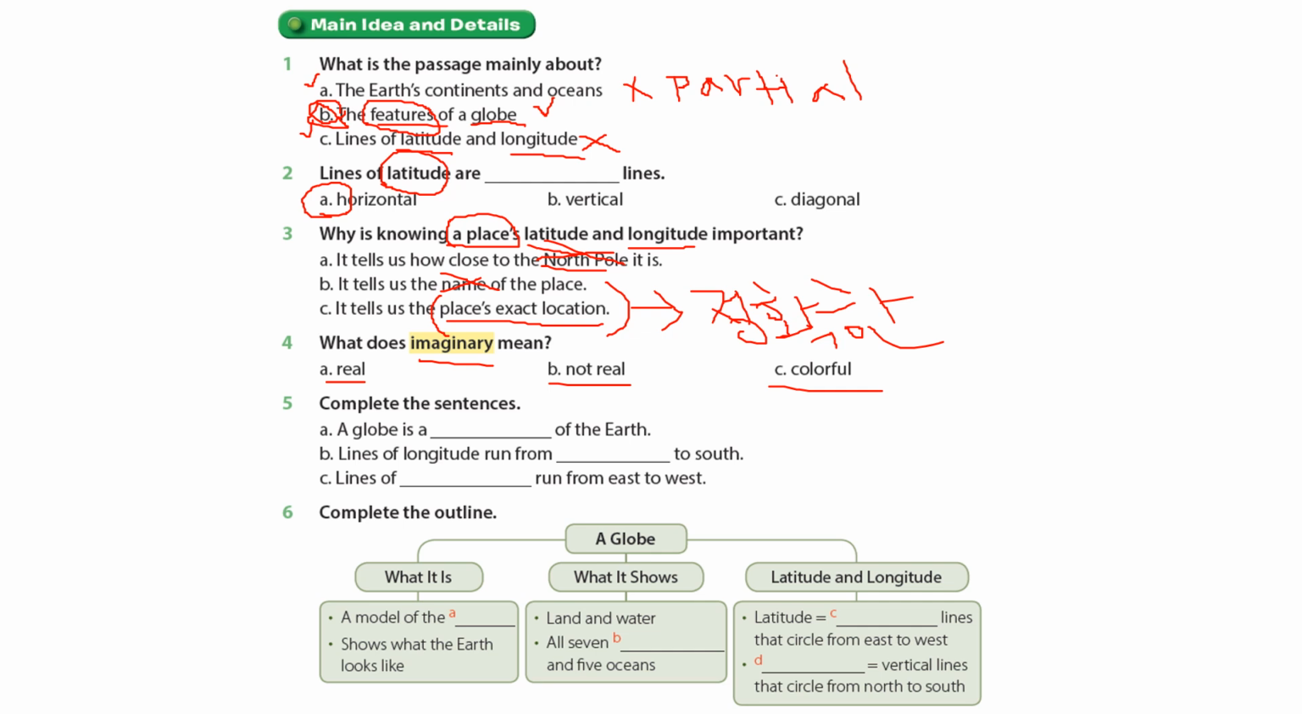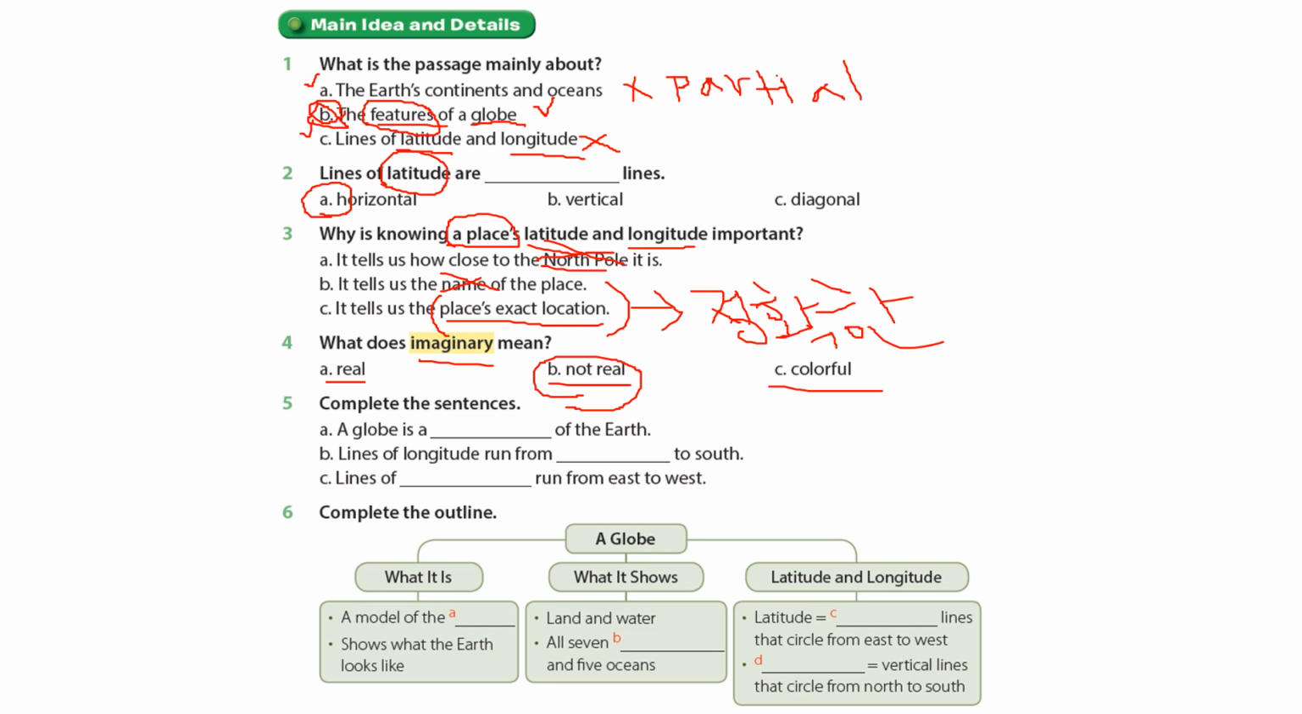Imaginary는 이제 존재하지 않은 상상으로만 이루어져 있는 이런 뜻이니까 it means not real. 지금까지 모두 이해됐나요? 궁금한 거 있으면은 댓글로 남겨주세요. I'll try my best to answer them, okay?